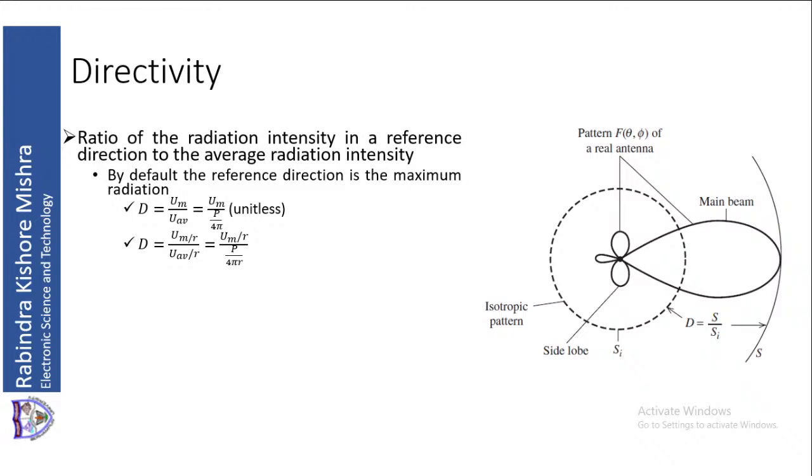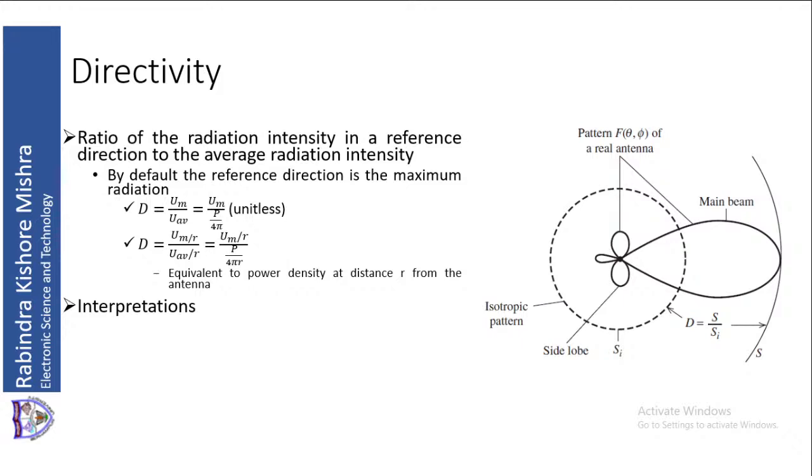So we can write that as D is equal to UM by R divided by U average by R. So numerator and denominator we divide by R. So that gives us UM by R divided by P by 4 pi R. So from that we get UM by R divided by P by 4 pi R squared. So that is equivalent to power density at a distance R from the antenna. So directivity is equivalent to the power density at a distance R from the antenna. So this is another way of looking at it.